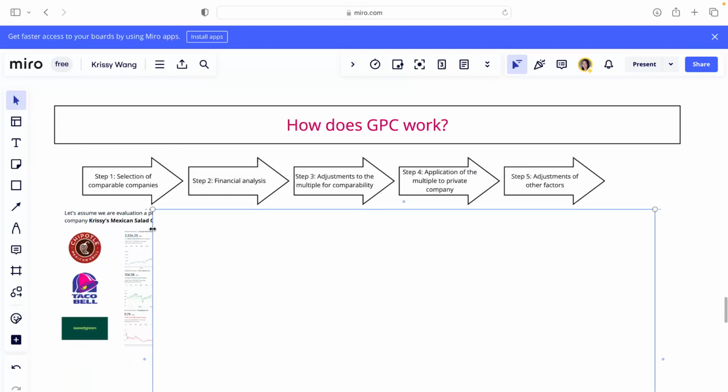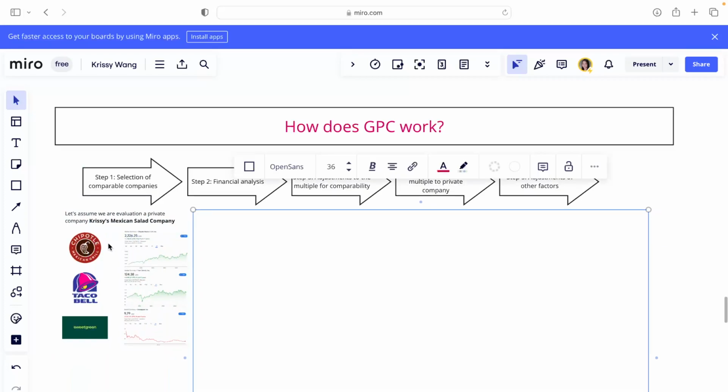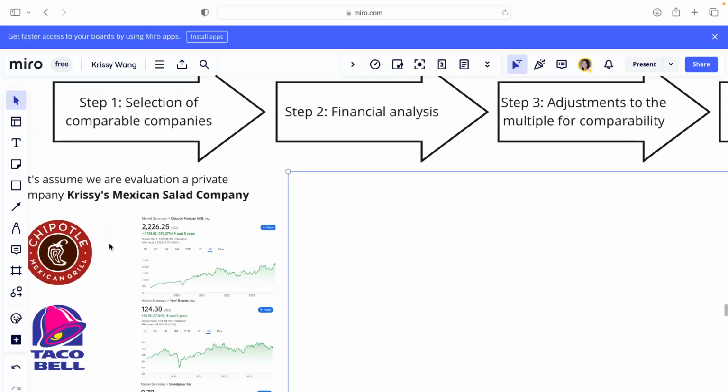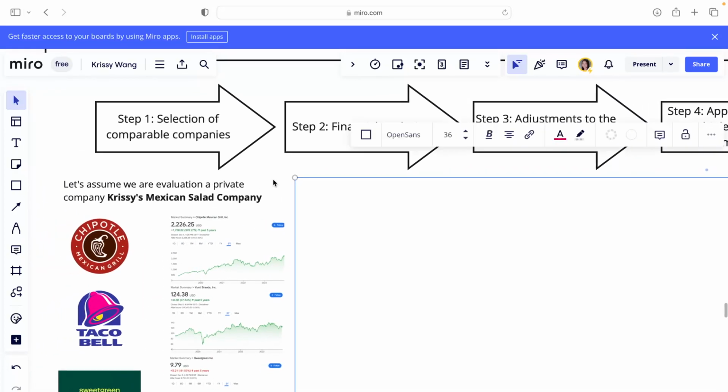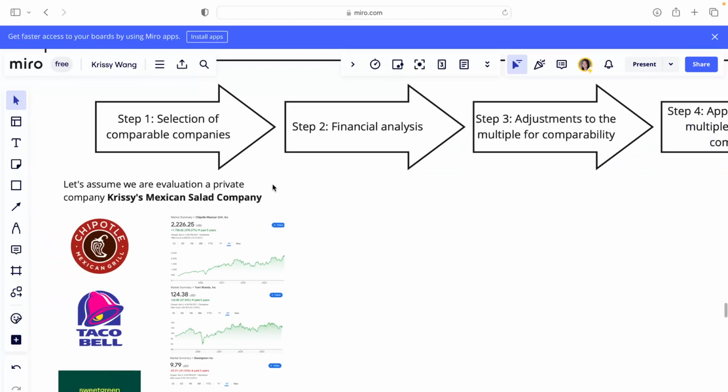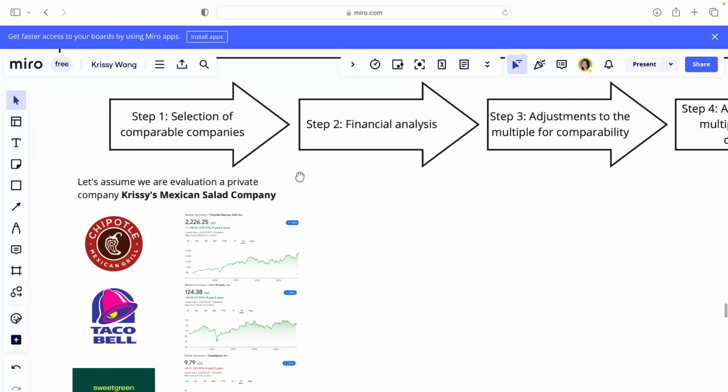So let's start with the selection of comparable companies. Let me zoom in. Okay, let's say I'm Chrissy and I have a Chrissy's Mexican salad company, and this is a private company. I'm getting evaluated because some PE firms just put money into investing in me, and they're trying to decide whether my company value has gone up or gone down, how my company as their investment is doing.